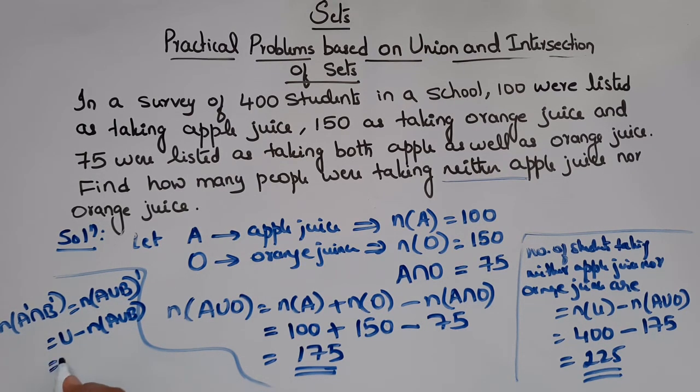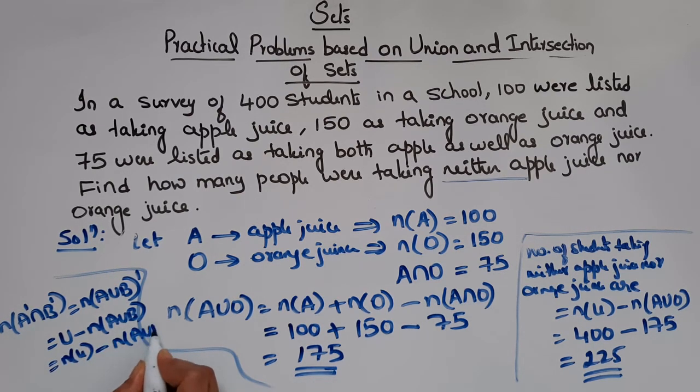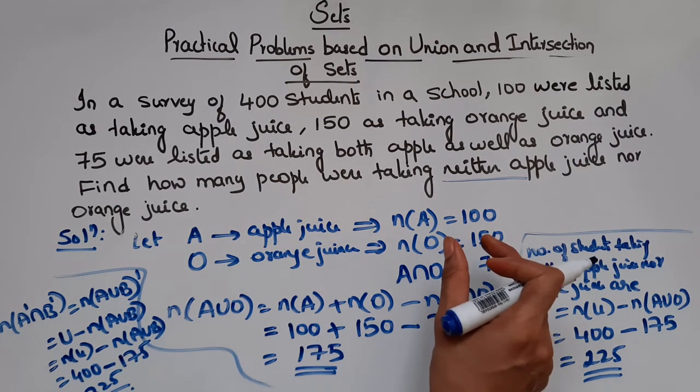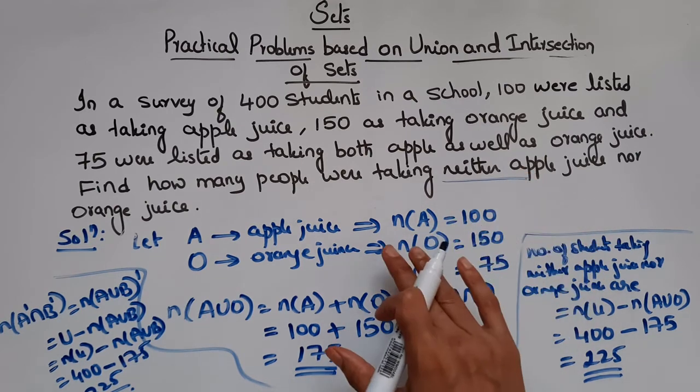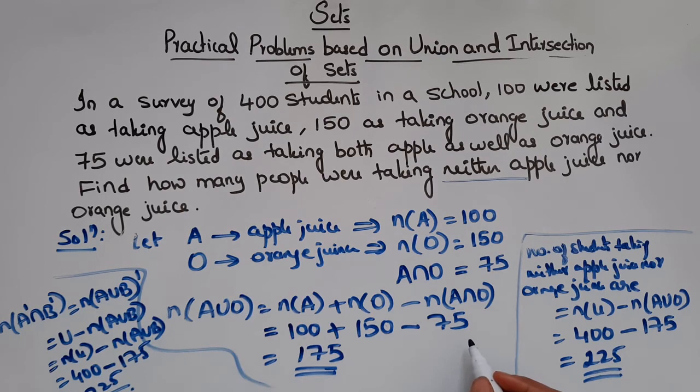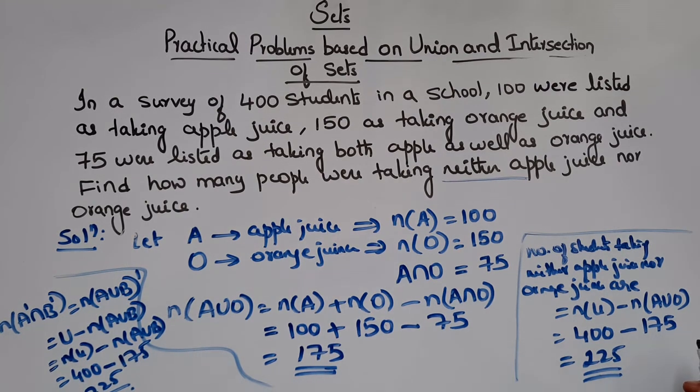So yeah, U here is nothing but N of U. So N of U minus N of A union B. So N of U is nothing but, we know it's 400. So 400 minus N of A union B. Here A union B is nothing but A union O, which is 175. So you will get directly, right? So 225. So this formula you can apply only when you have a problem of this type, saying neither this nor that. So you can go for this formula directly. I hope this is clear. Now let's see the next problem, but before that pause the video and note this down.